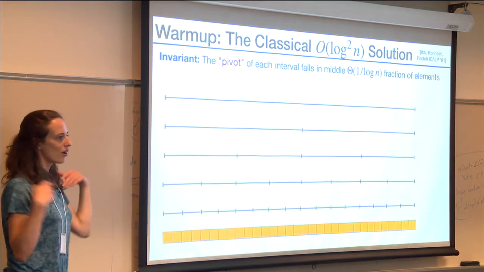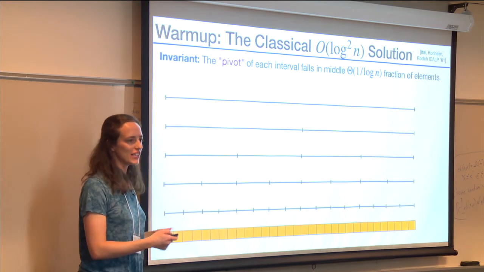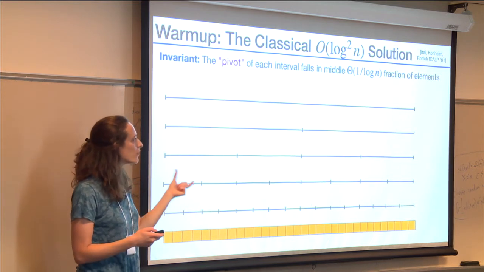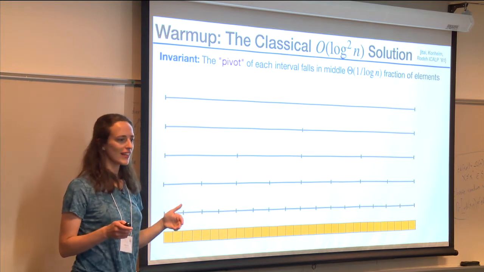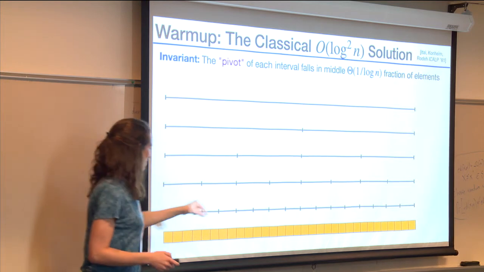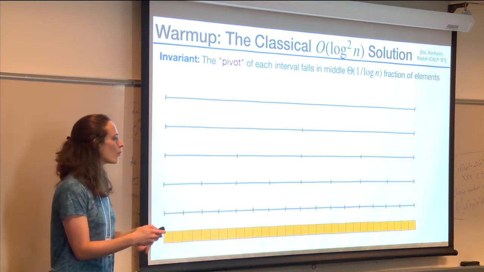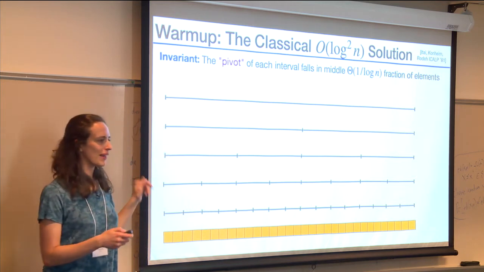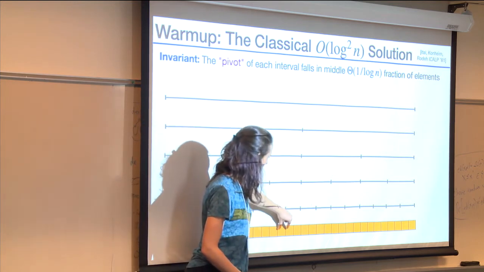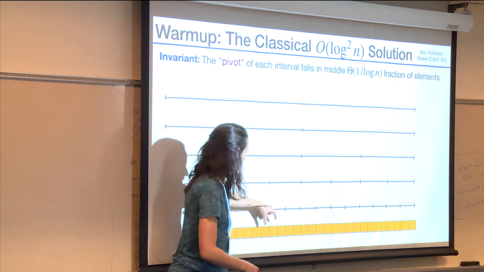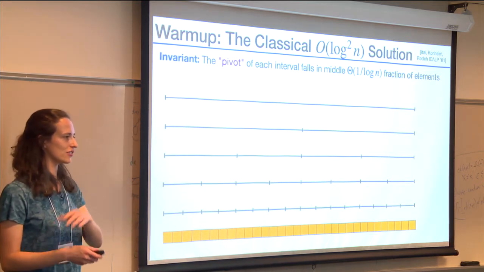Okay, so this invariant that I'm having is the pivot of each interval falls within the middle 1 over log n fraction of the elements in that interval. That is to say, the element that actually appears in the middle is close to the median element. So if the pivot were actually not close to the median, like if the element here was really near the beginning, then you'll notice that those two subintervals would be very unbalanced. One would be very dense, one would be very sparse.